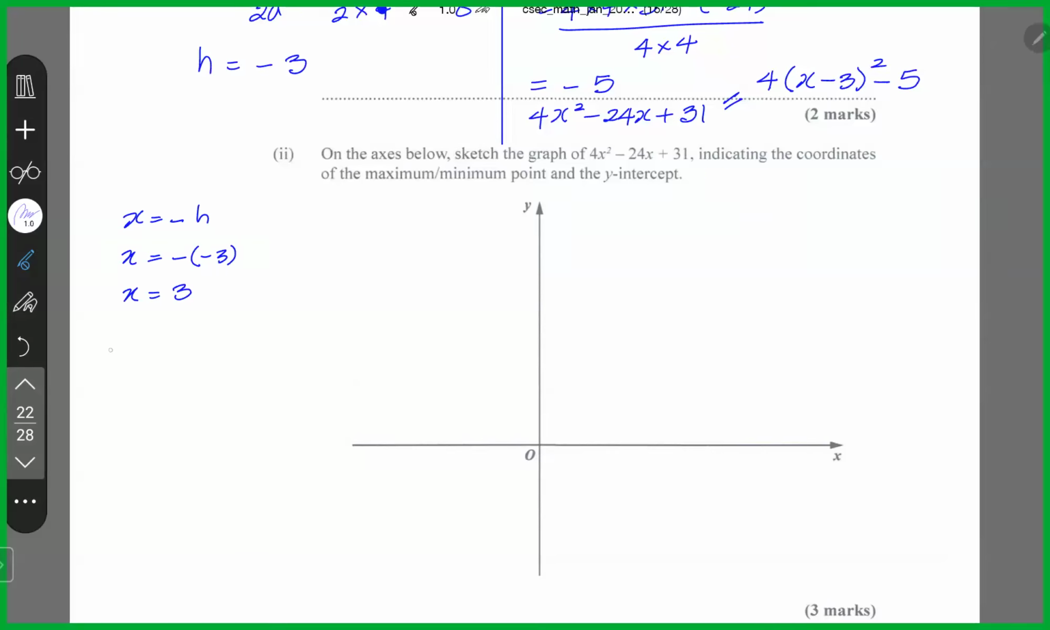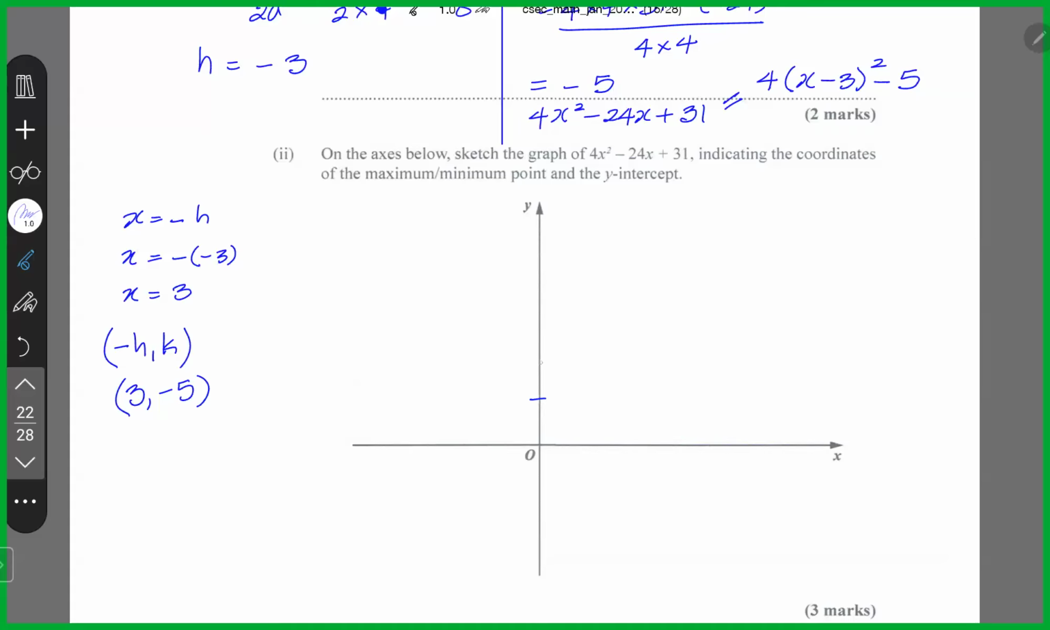We know that minus h, k is the turning point. So the turning point is 3, minus 5. So that's our turning point. We know that the graph cuts the y-axis at 31. 31 is the y-intercept. So maybe we should be going up like this.